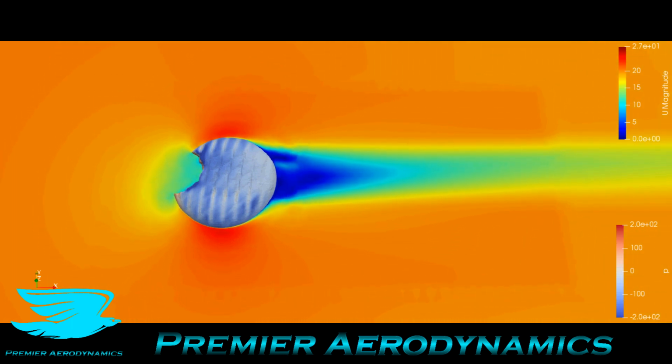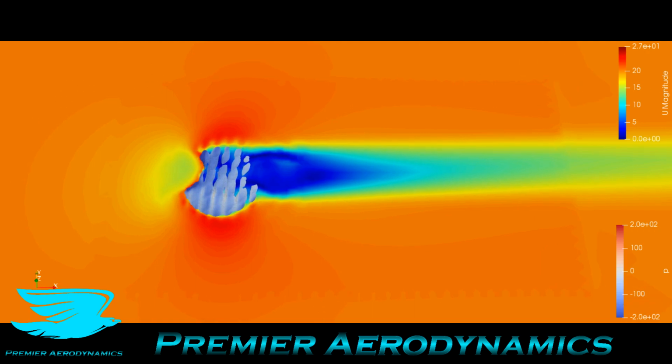Instead of the wake being very large, the vortices are pulling in flow from elsewhere and making it flow into these low pressure regions more easily, and that's why the wake is becoming smaller.